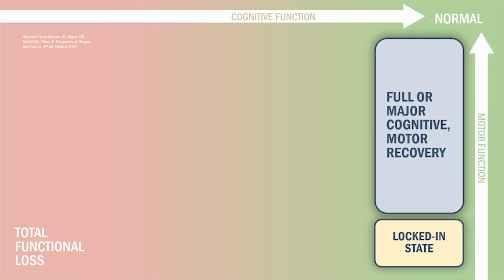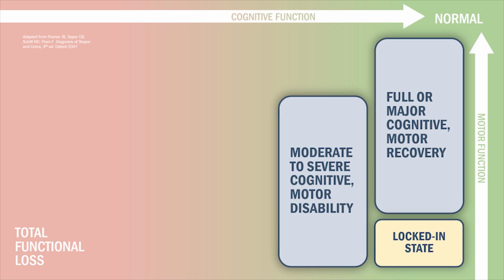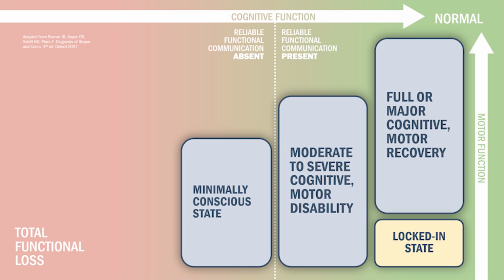The next column is moderate to severe cognitive or motor disability. The important distinction here is that the patient still has reliable functional communication. They're following commands and making at least some of their wishes known. On the left side of the dotted line, reliable functional communication is absent, and these patients are said to be in a minimally conscious state.